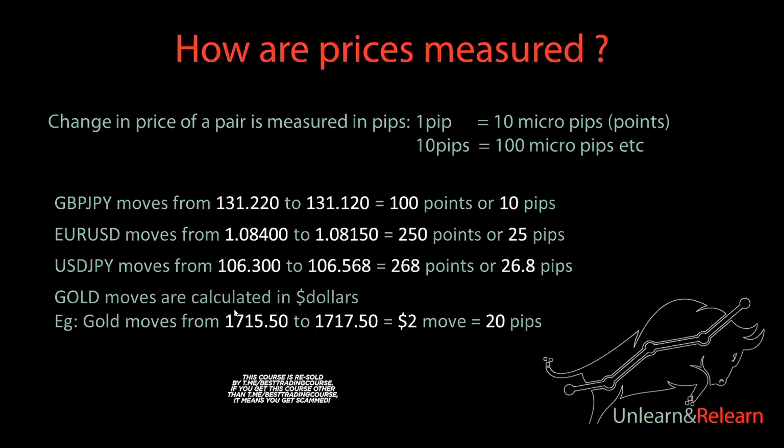Right now gold is at $1,715.50. If gold moves to $1,717.50, that's a change of $2, which means gold has moved by 20 pips. If gold moved from 1715 to, let's say, 1720, that's a change of $5, which would mean gold has moved by 50 pips.